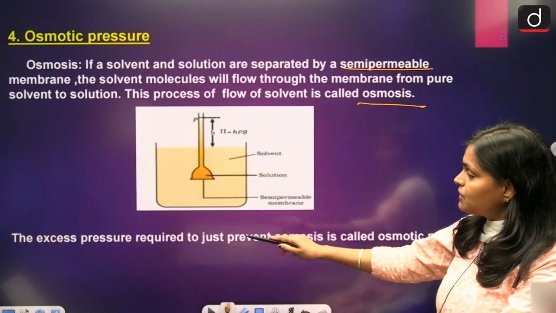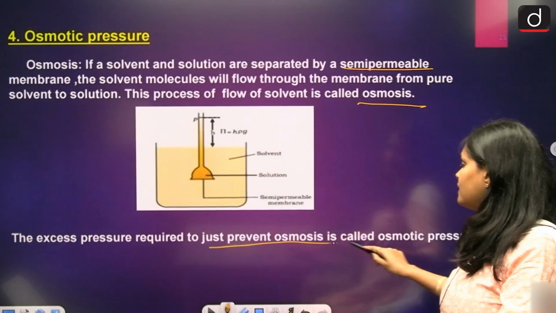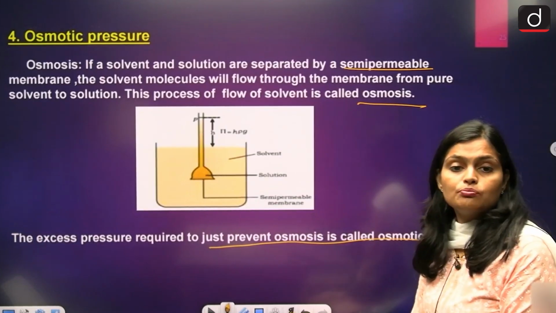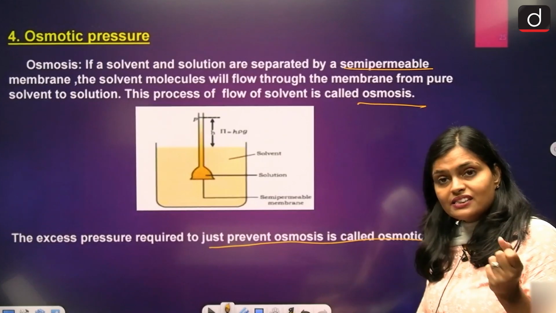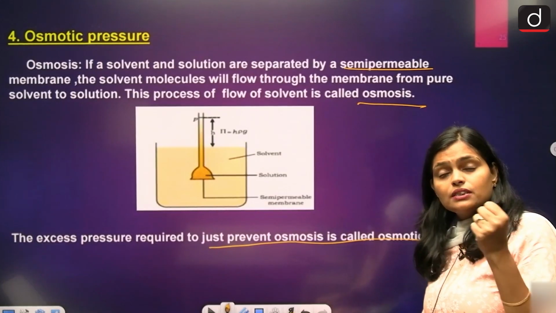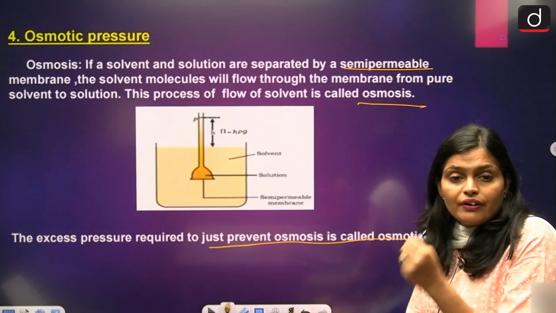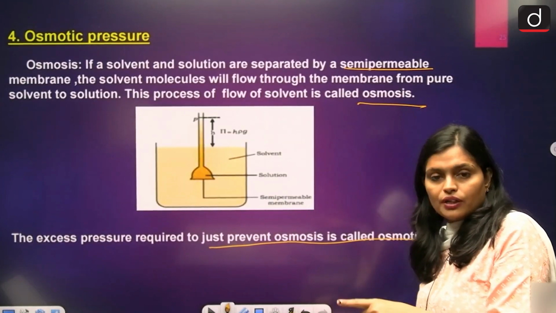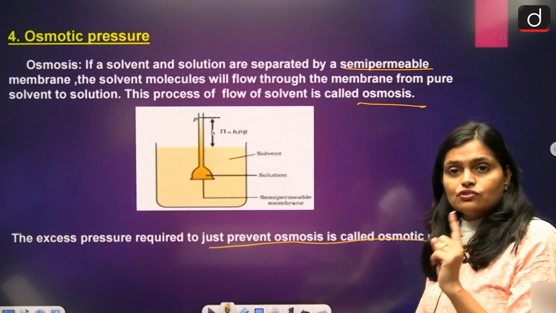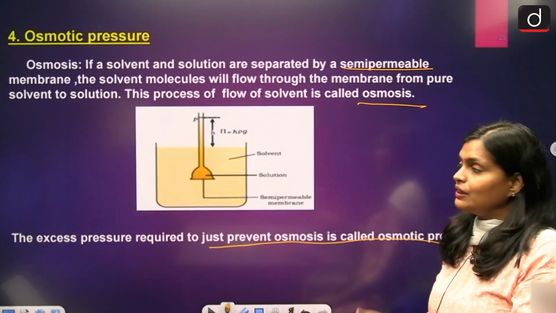The excess pressure required to prevent the osmosis is called osmotic pressure. So if you are applying some external pressure to prevent this flow, then that pressure is called osmotic pressure. Okay, that is what we call osmotic pressure.